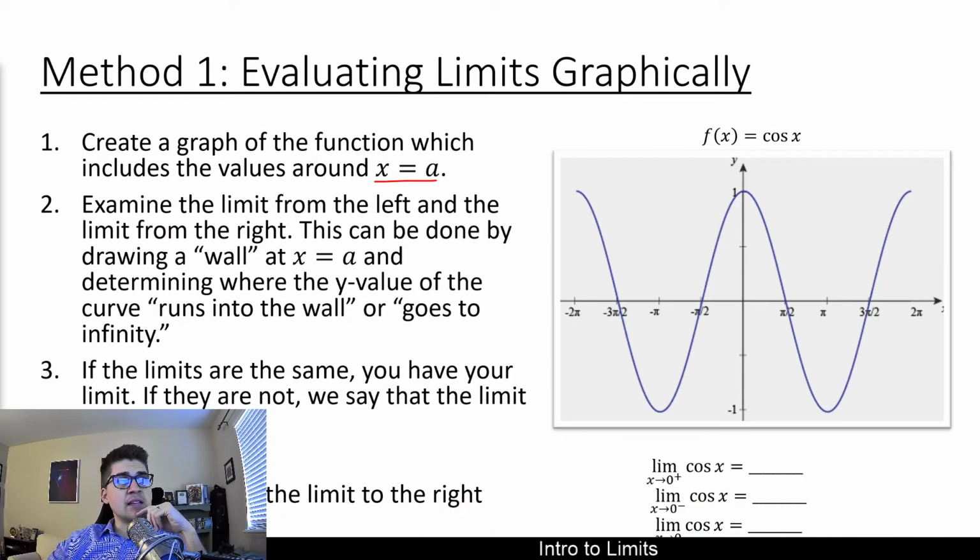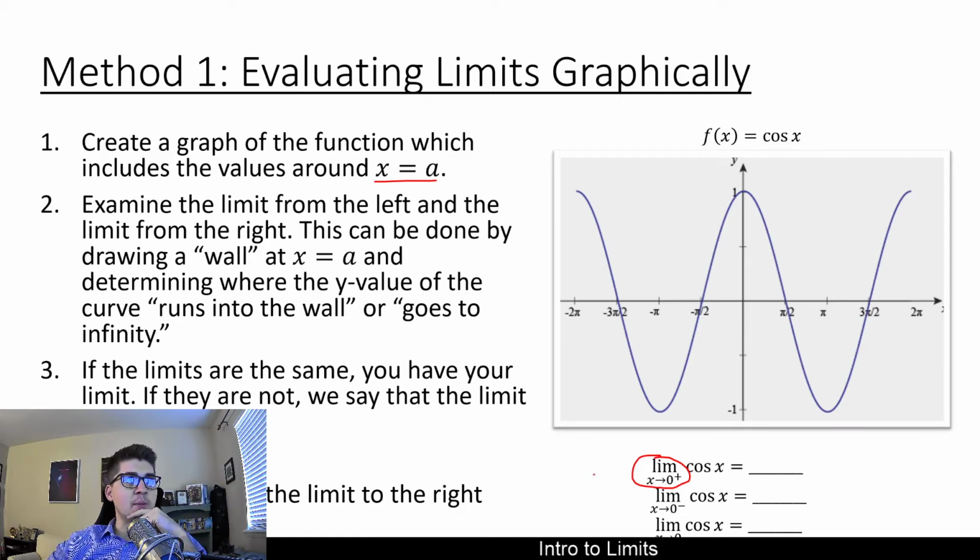So let's go ahead and do it with cosine. First of all, we want to look at where the limit is targeting. This one says the limit as x approaches 0 from the right, and then it also asks us what's the limit from the left, and then what's the generic limit. Sorry, that says x approaches 0. Sorry, it's a little bit cut off.